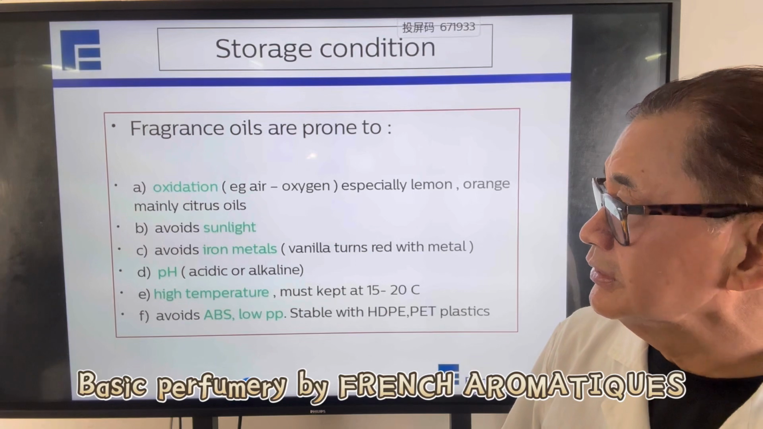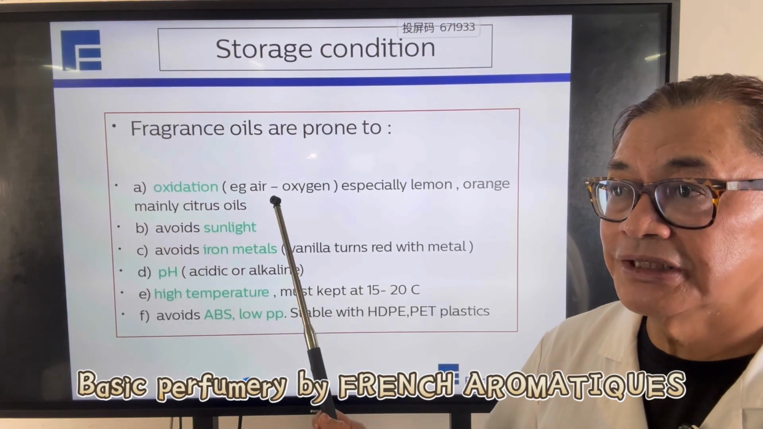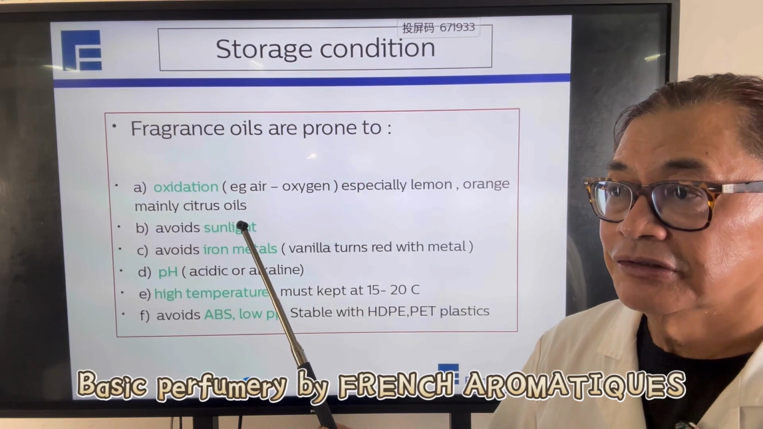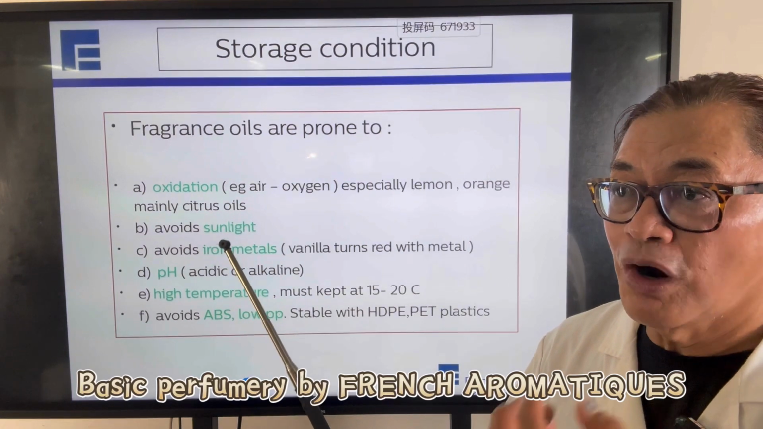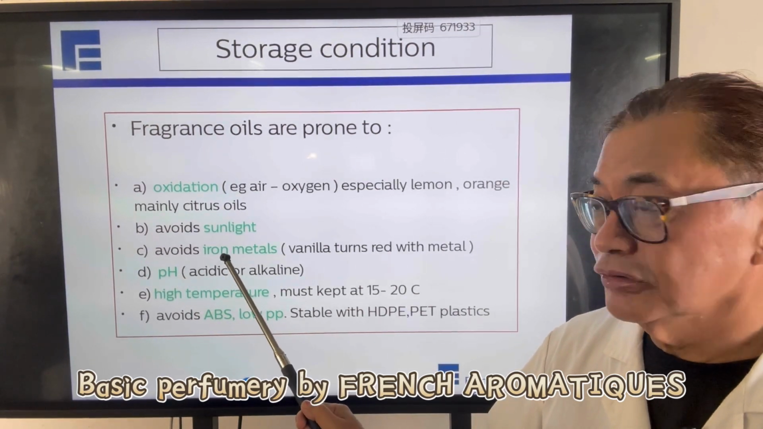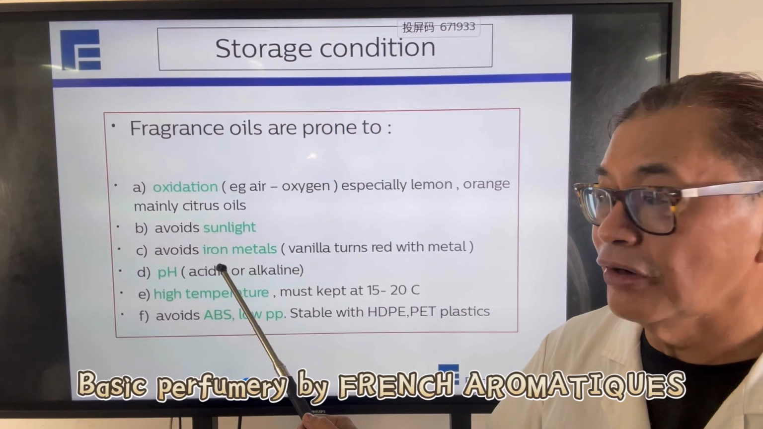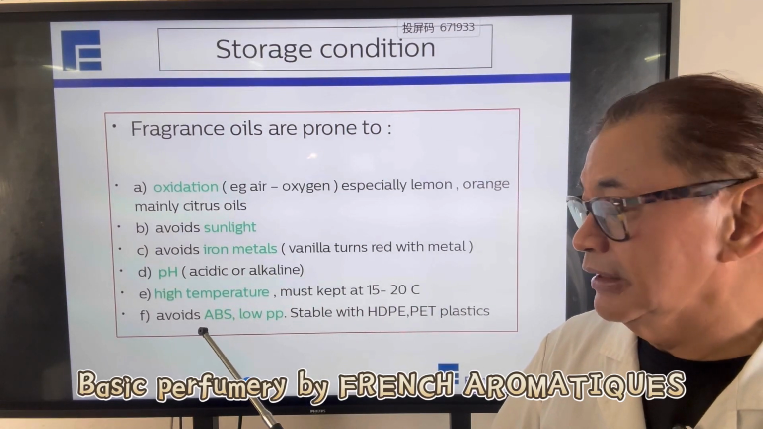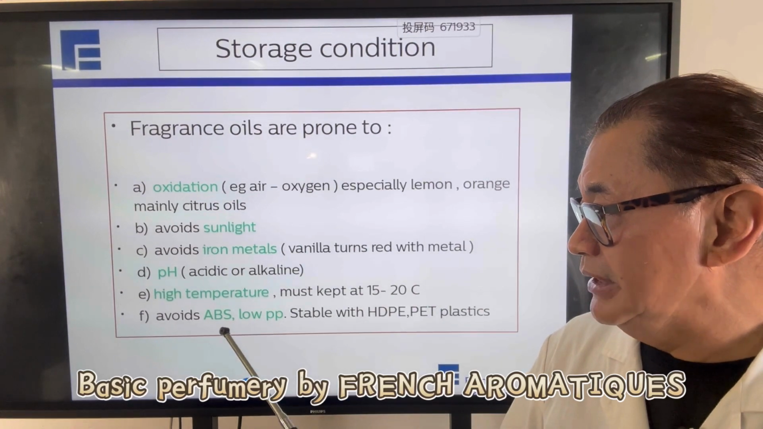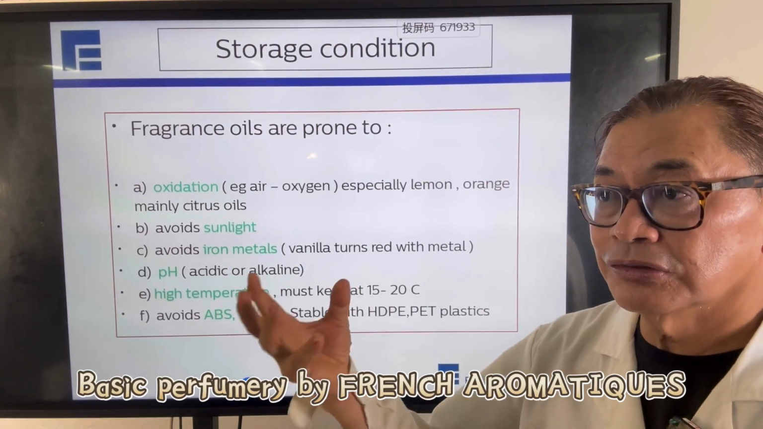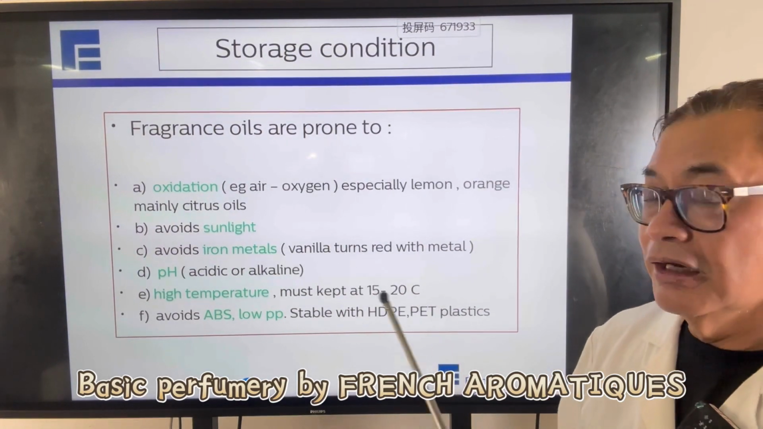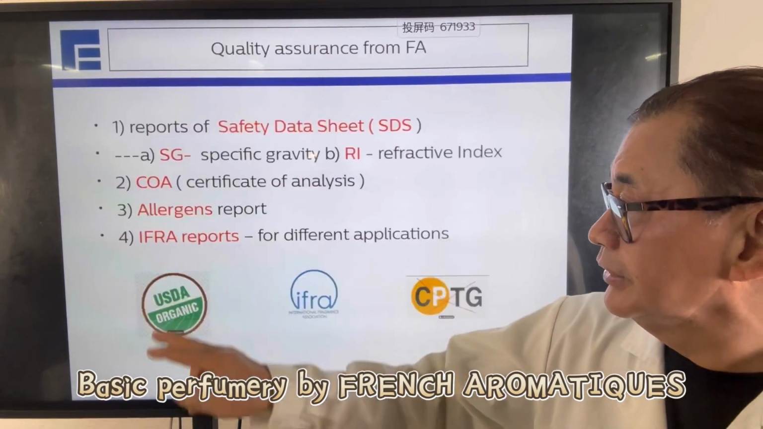We also have to be careful about the fragrance oil storage. Sometimes the oil is like wine, it can oxidize, and it also depends on the pH. If iron is present, they could turn red, especially with aniline, and especially when in contact with plastic products: ABS and PP could cause erosion, while HDPE is much more stable.